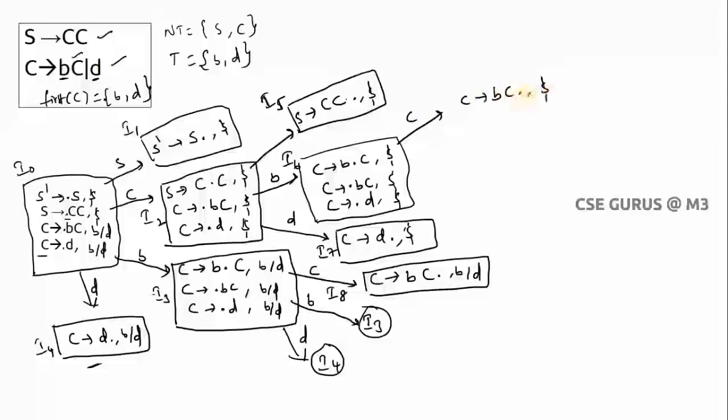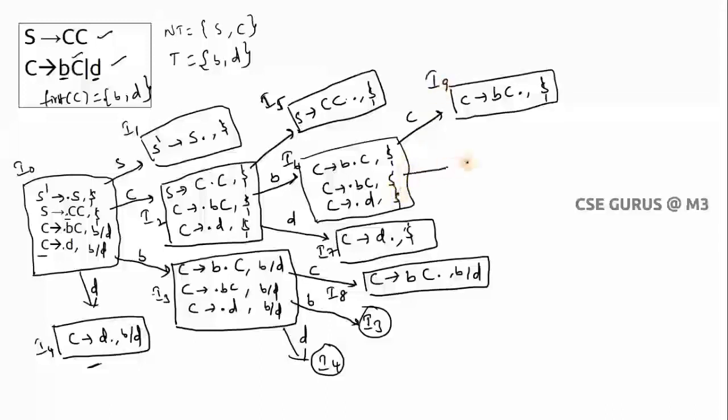Is there any symbol after dot? No. So that's why this is as it is, and you can see here also C tends to B C dot, B by D, but this lookahead is B by D, here dollar. Even though the productions are same, I cannot replace. So this is a new production which I call it as I9.